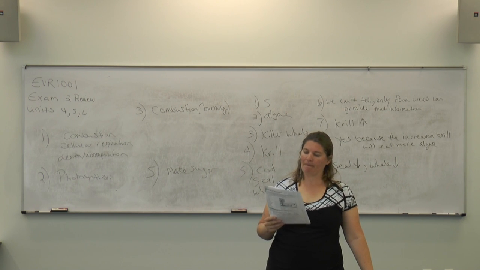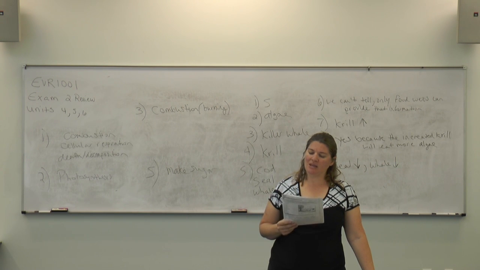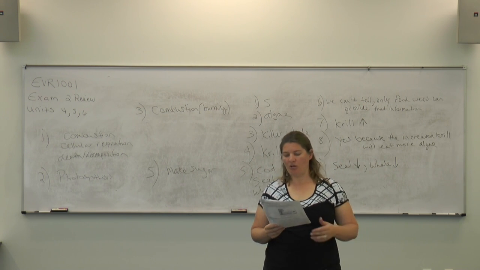Letter D. Number 6, a top predator. What's true? Has no natural enemies, is a meat eater, is a heterotroph. Yeah, D, all the above. A top predator is all the above. Letter D.